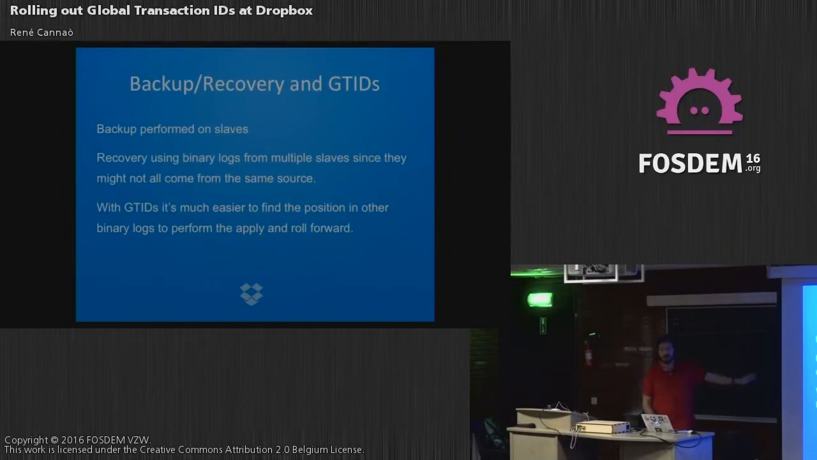Well, with GTID, all those issues are solved, because you can restore a backup from any server and start applying binary log data from another server. All you need is the GTID position, and then you start applying incremental backup starting from there.